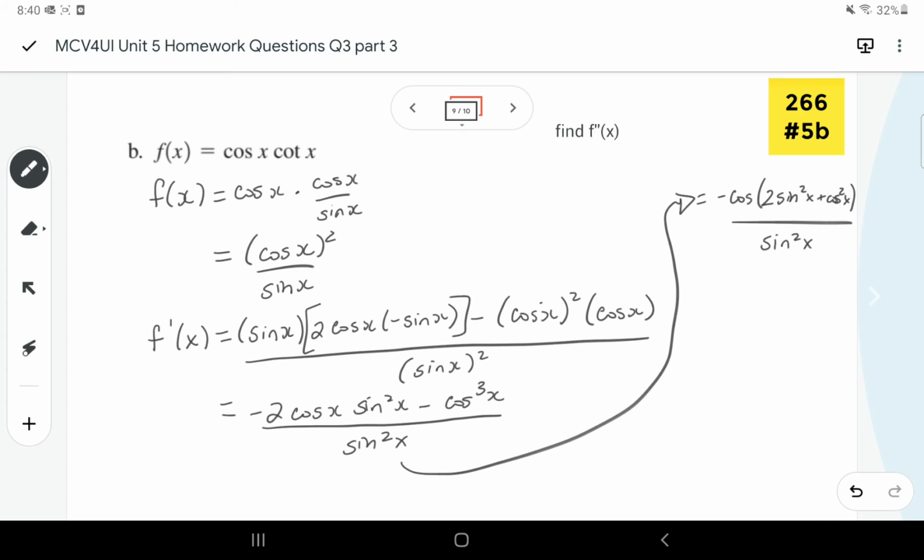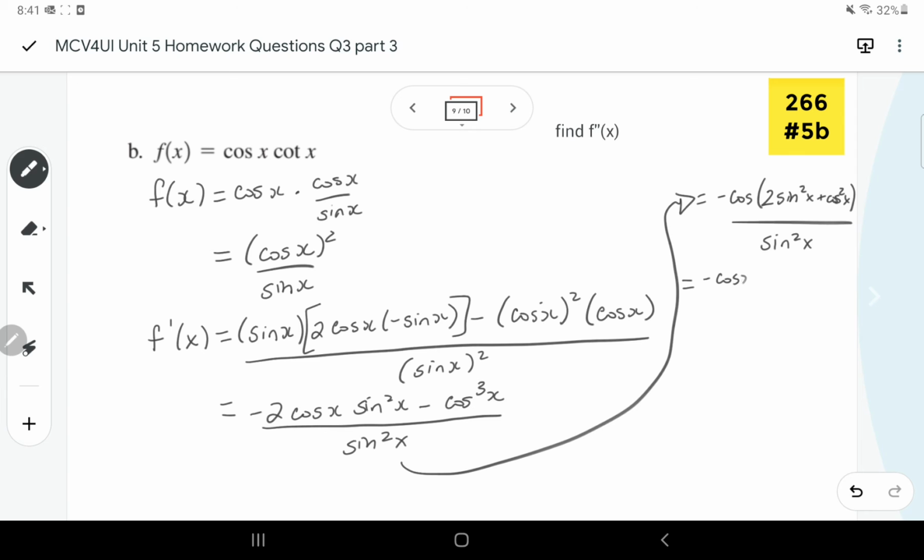Now, I'm running a little bit short on space here, but I'm of two minds. Part of me thinks I could change that into a 1 minus sine squared and combine it with that. Or I could get the whole numerator in terms of just cos. I think I might go with the 1 minus sine squared.